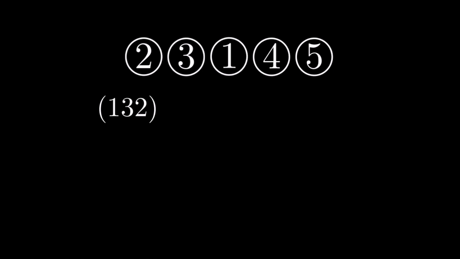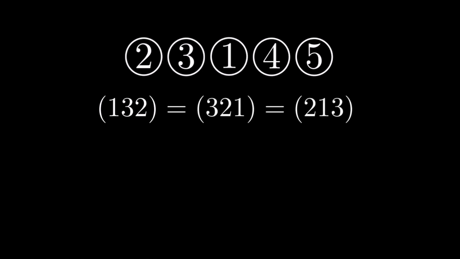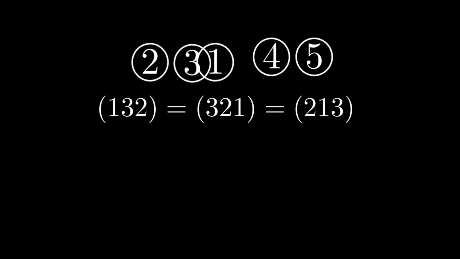When we read from left to right, we say that 1 goes to 3, 3 goes to 2, and then 2 cycles back to 1. And because this notation is cyclic, we can move the numbers in order like this too to get equivalent views of the same permutation. Now, let's go back to the starting position.